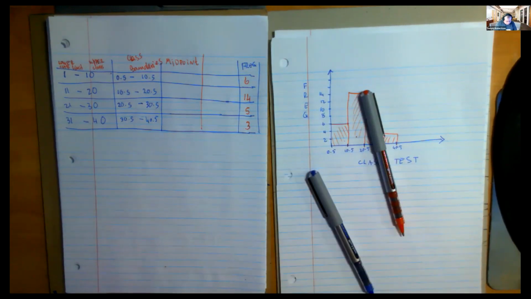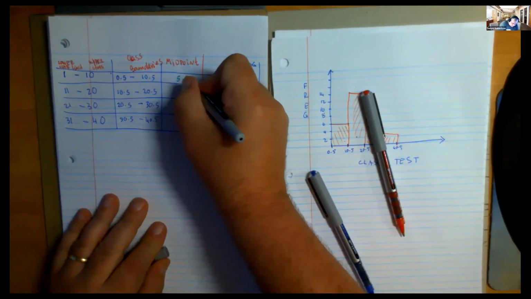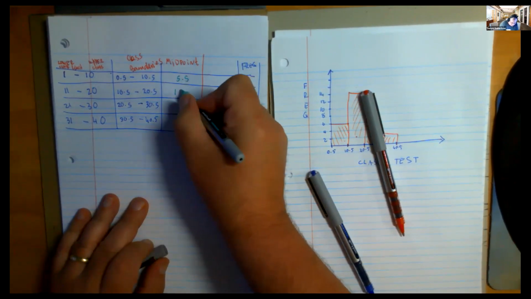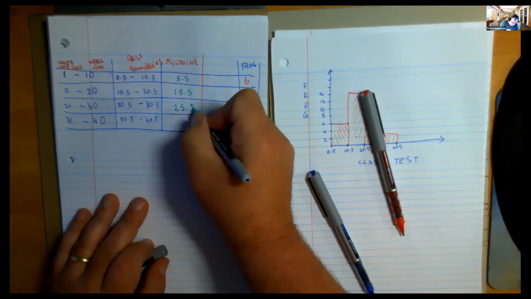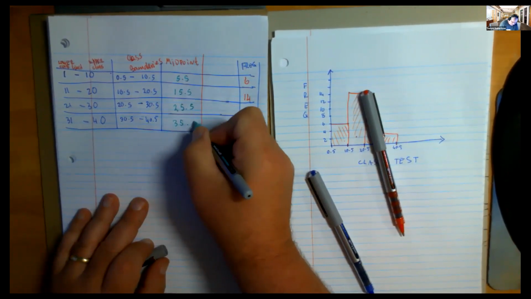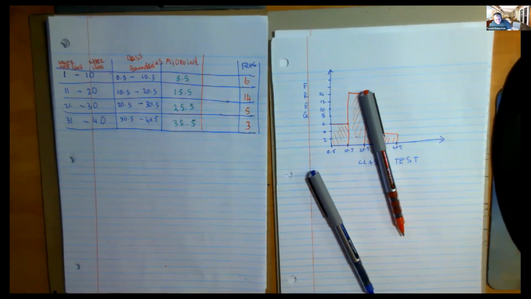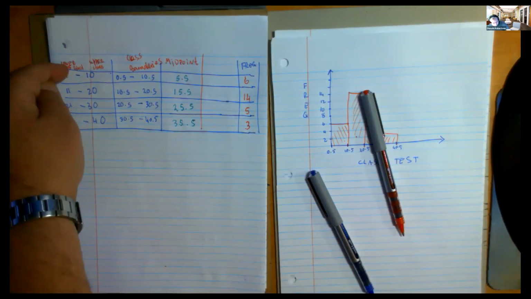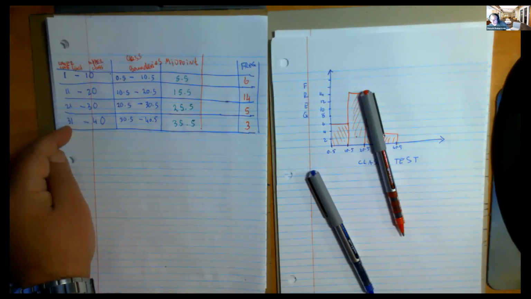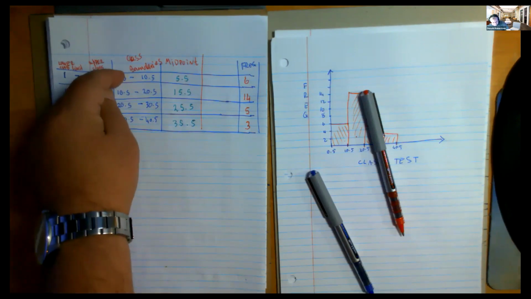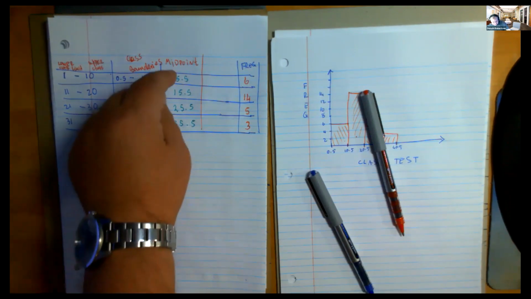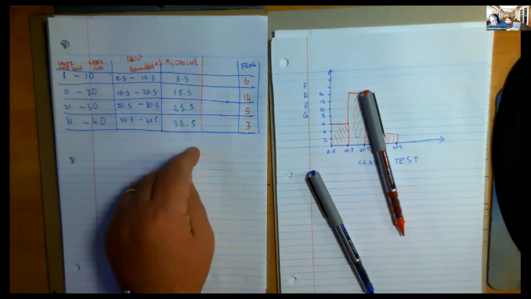So, different color. 5.5, 15.5, 25.5, 35.5. There is a common theme to every single thing that's happening in this table. Do you notice that once you've got the first number, everybody is 10 more than it? Once you've got the second number, everybody's 10 more than it. Have you noticed that this number, everybody's 10 more? Have you noticed that the midpoint, everybody's 10 more?